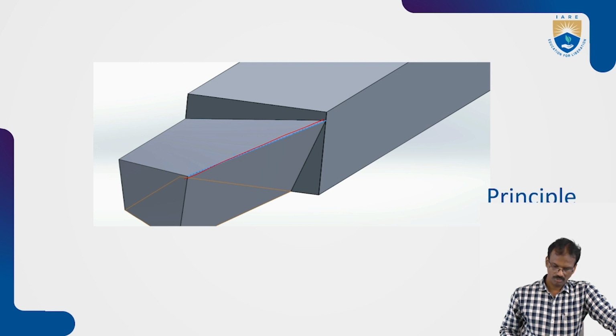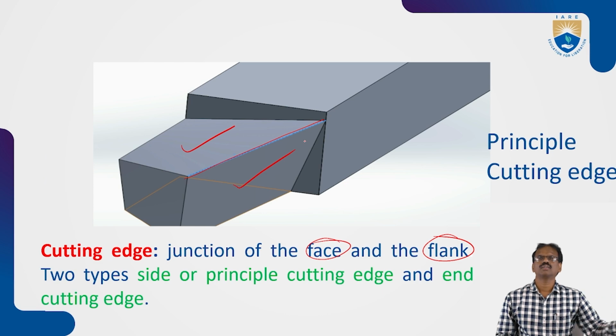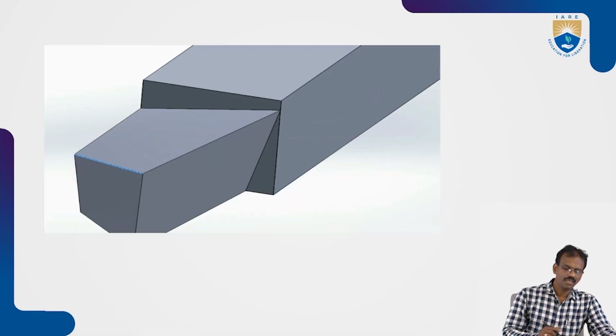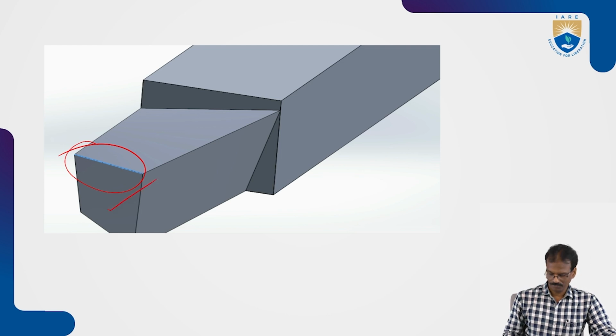Next, this is the junction of the face and the flank. This is the rake face, and this one is the major flank. The junction of these two faces is nothing but the major cutting edge. This one is the minor cutting edge. This is the junction between the rake face and the minor flank, which is nothing but the minor cutting edge or end cutting edge. You can call this the end cutting edge.